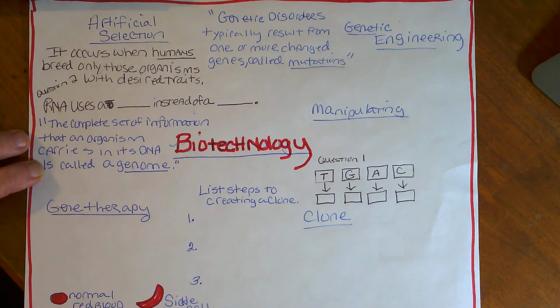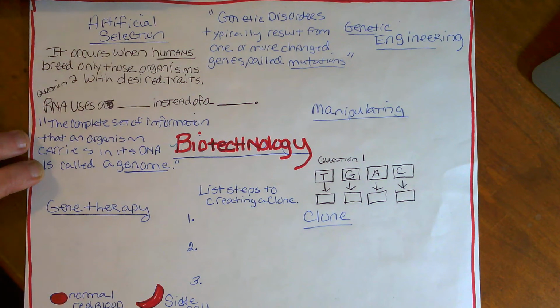Here's our first quote. Genetic disorders typically result from 1 or more changed genes called mutations. I threw in an extra vocab word there. Remember, a mutation is not always bad. Sometimes a mutation can lead to the success of an organism through adaptation. We'll be learning about that when we get into the last topic next week. But there's the definition of mutations right there. I found that also in your book in lesson 5.